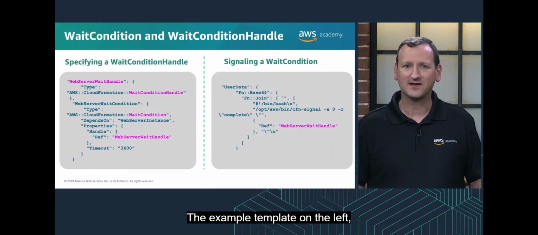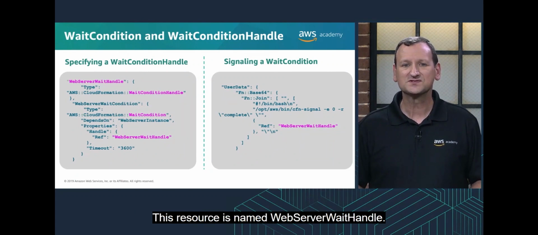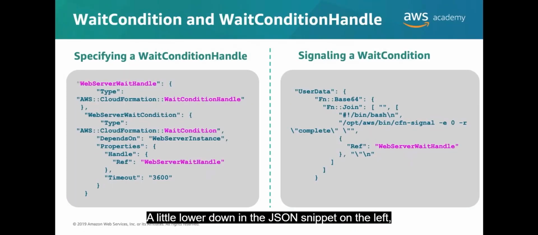The example template on the left defines an AWS CloudFormation wait condition handle. This resource is named Web Server Wait Handle. A little lower down in the JSON snippet on the left, a wait condition named Web Server Wait Condition is also defined. It waits to receive input from the wait condition handle. The code block on the right includes the user data section of an AWS EC2 instance resource. Notice that it invokes the CFN signal command. It also has a reference to the Web Server Wait handle. After the user data script finishes running, the wait condition handle is fulfilled.